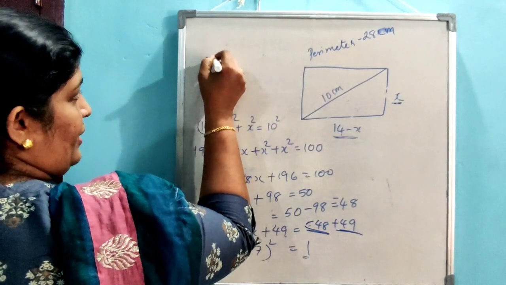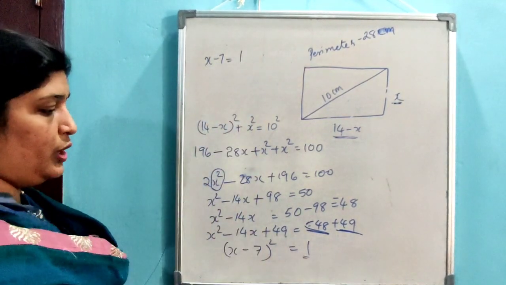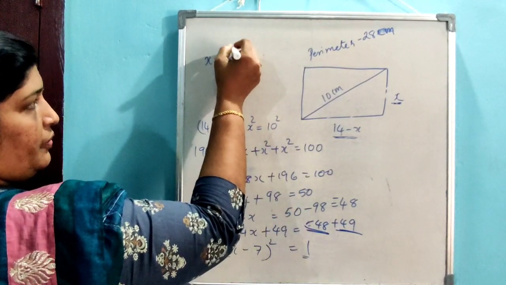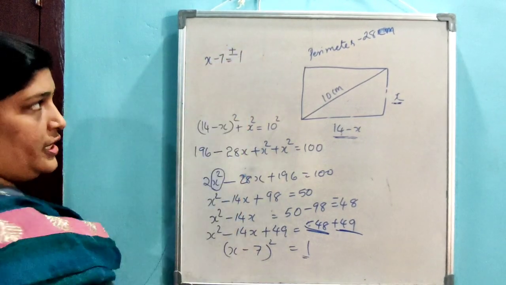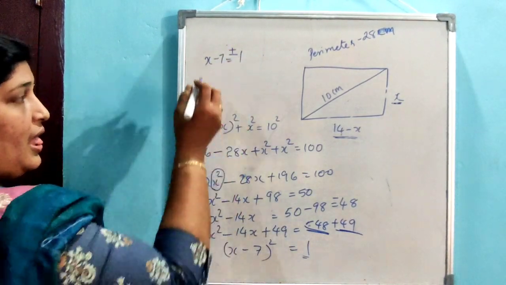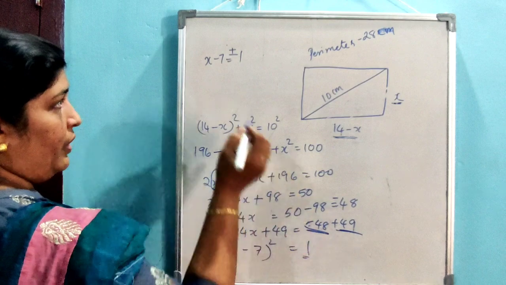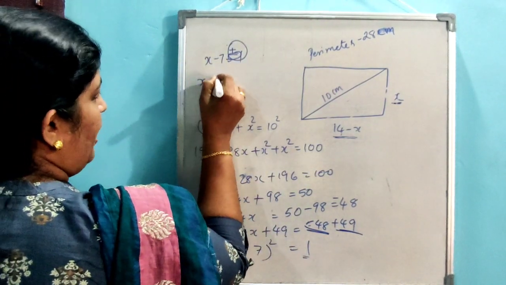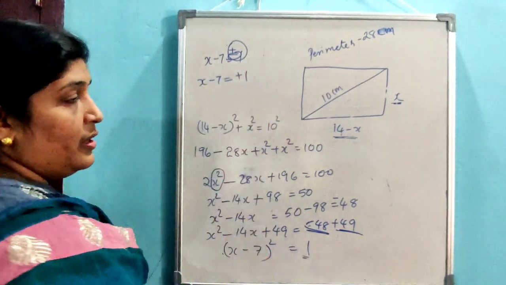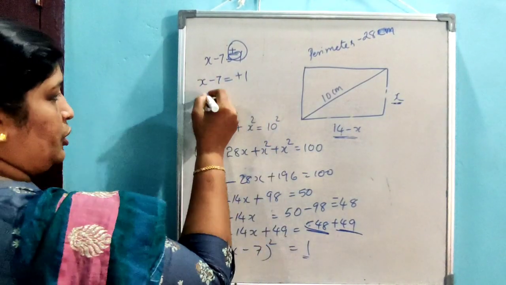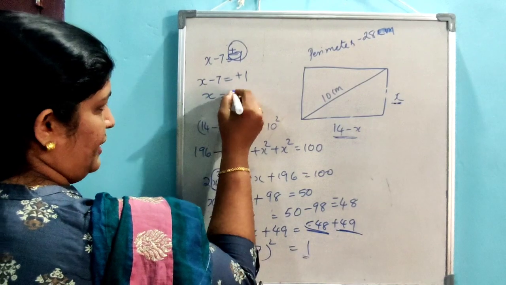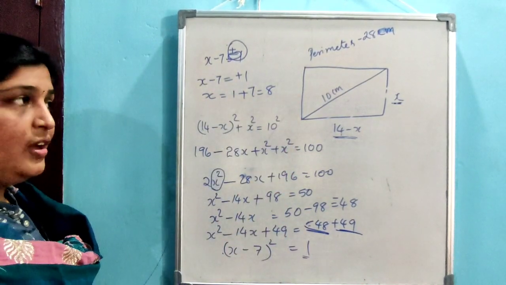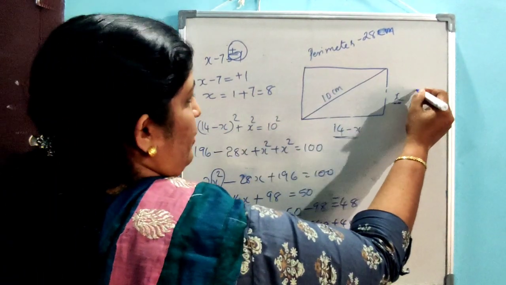Then what is x minus 7? We take plus or minus 1. X minus 7 whole square is equal to 1, then x minus 7 is equal to plus or minus 1. So we have x minus 7 is equal to plus 1. Then what is x? X is equal to 1 plus 7, that is equal to 8. So our x is equal to 8.